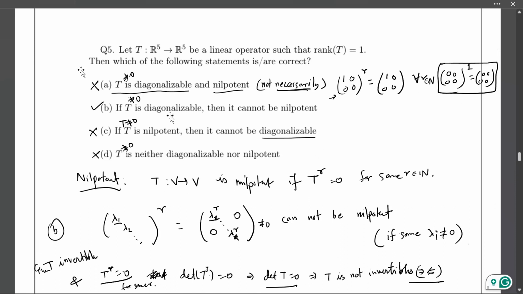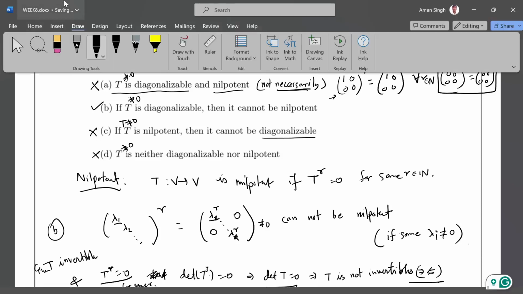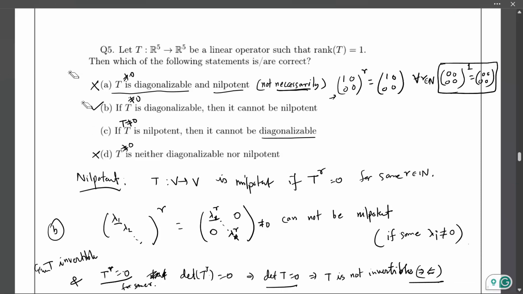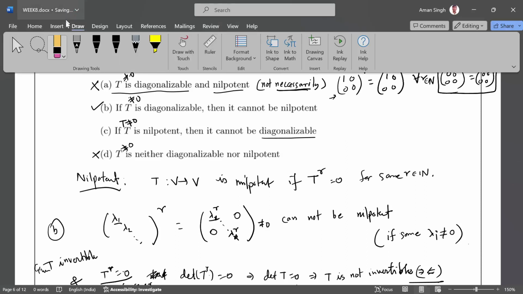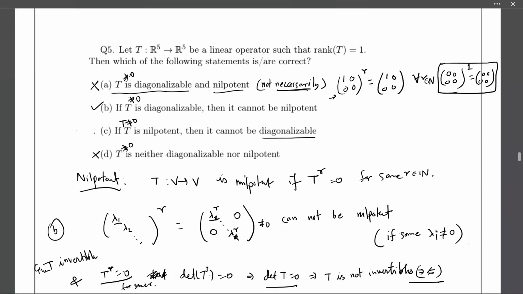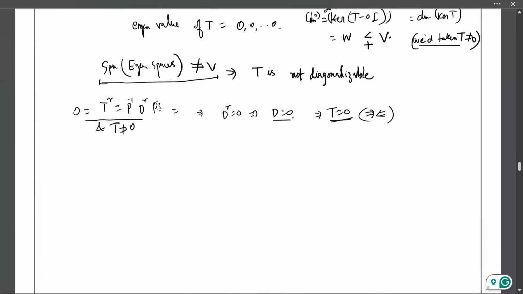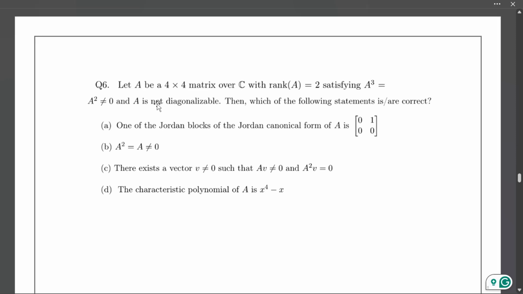Sir, the C part is also correct now, because here we assume T is nilpotent, and then T is diagonalizable. Correct. My fault. This statement is correct. Good. Thank you for cooperation solving with me.